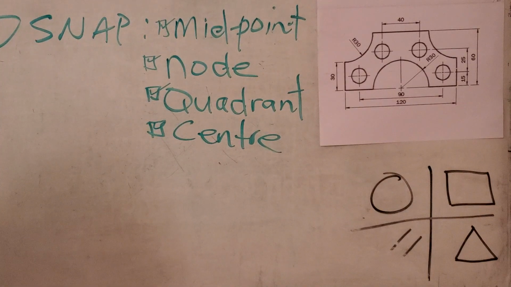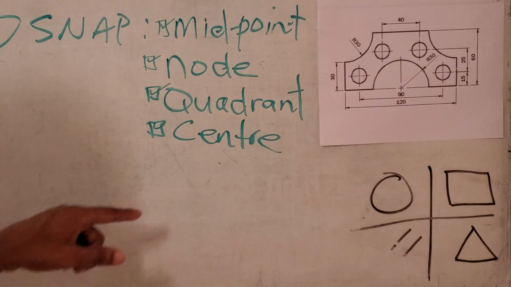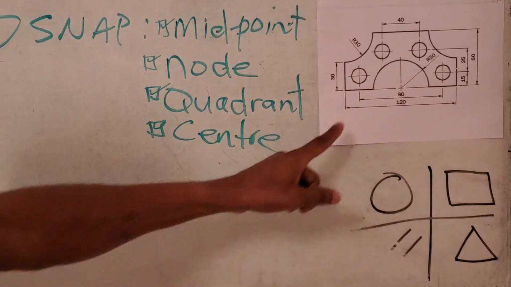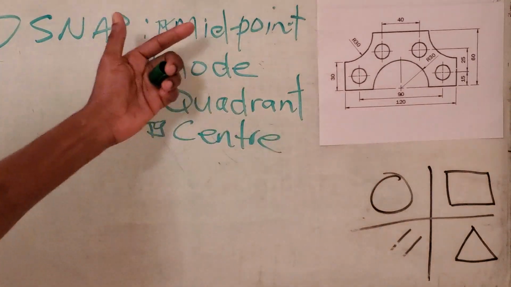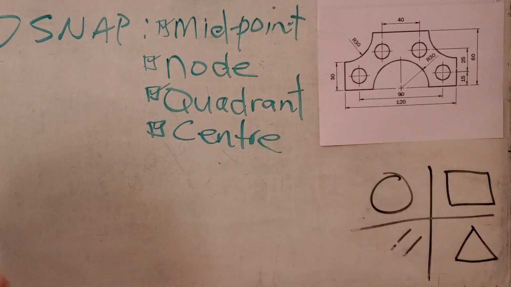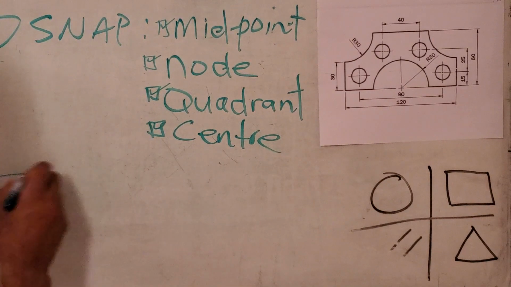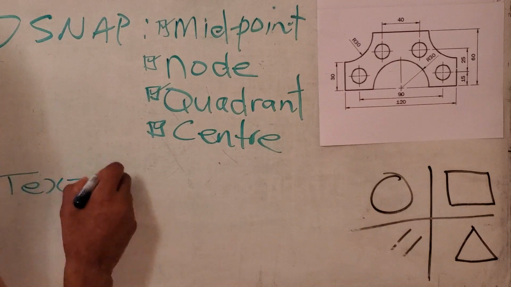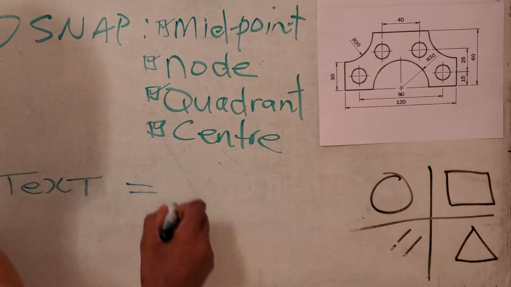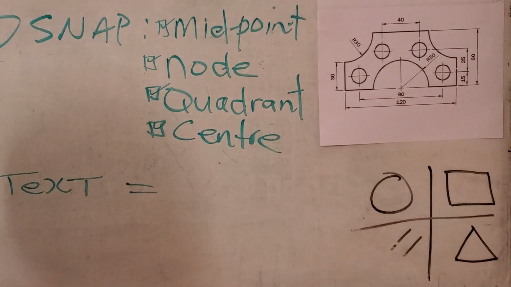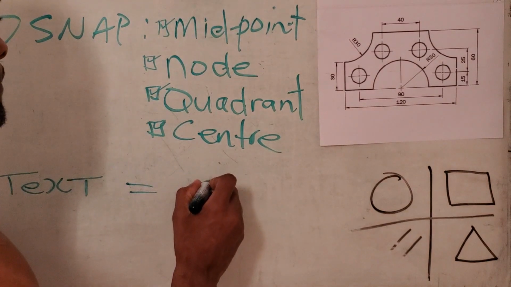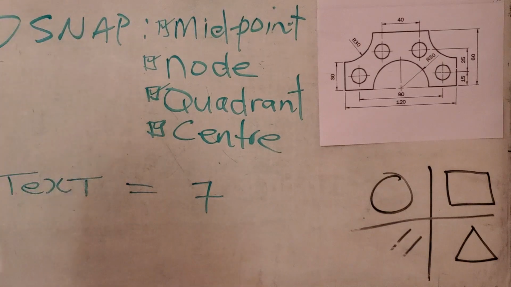The next thing to set up is your text, and this text is the text for the annotation or the labeling or numbering. And for plane and static geometry, you want a text height of about 6 or 7. And of course, these are the basic things that you set up before you start any drawing.